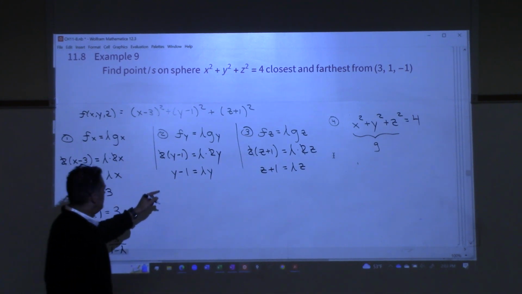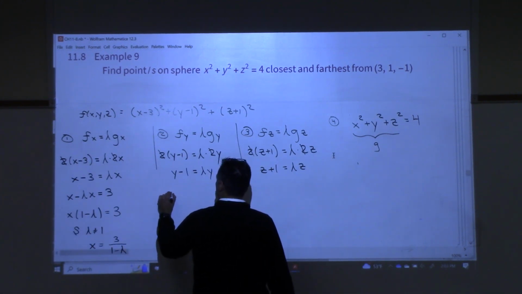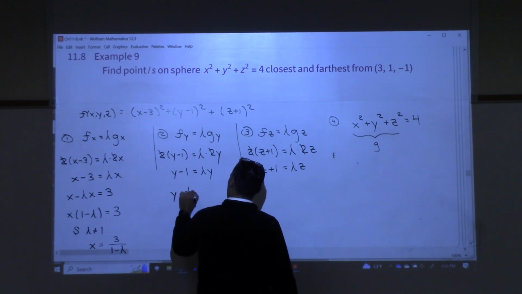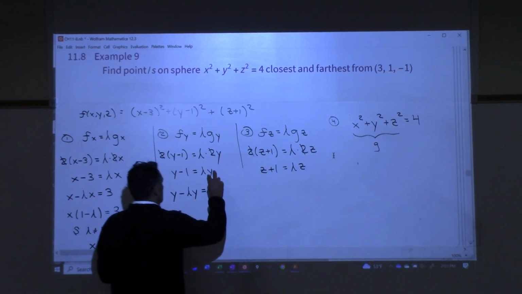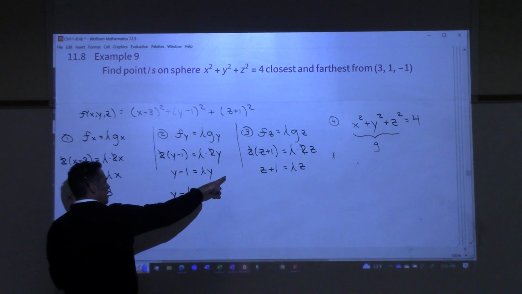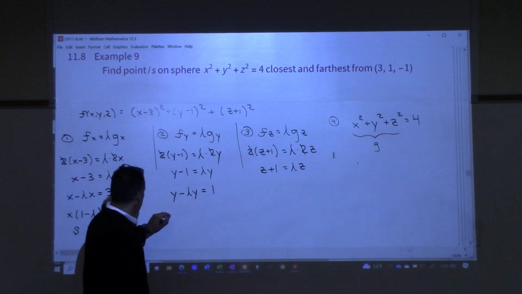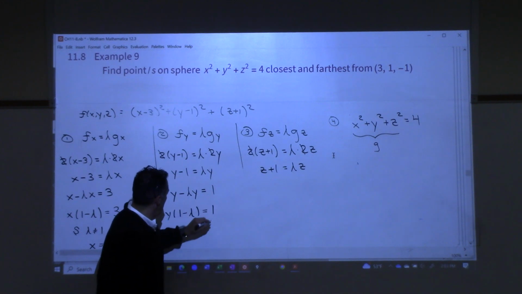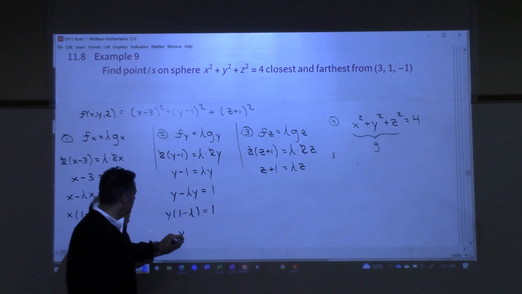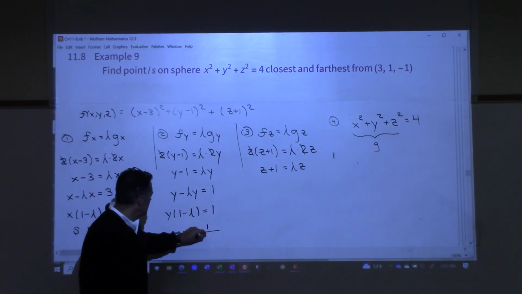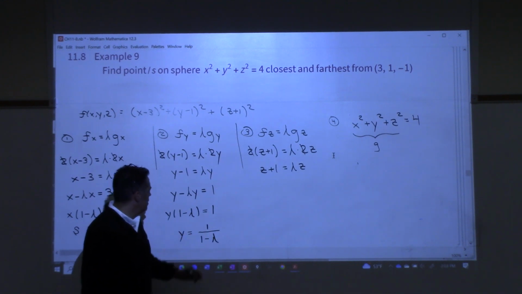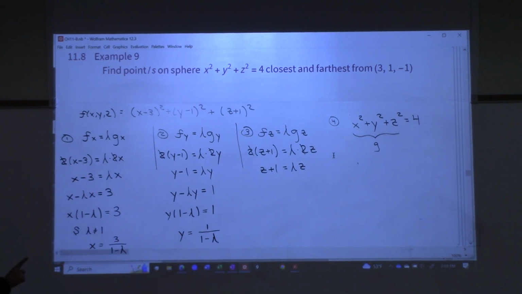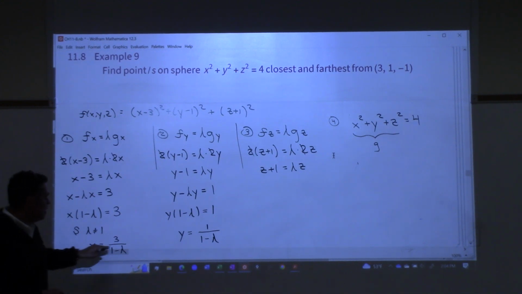Let's look at this one. Bring everything over to the left. Bring the y's to the left. Take the negative 1 over there. Factor out again. And then divide through. I'm still supposing here that lambda's not 1. Okay, so lambda's not 1. I've got this.